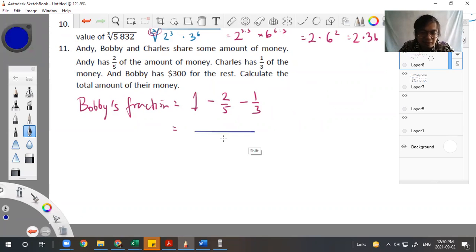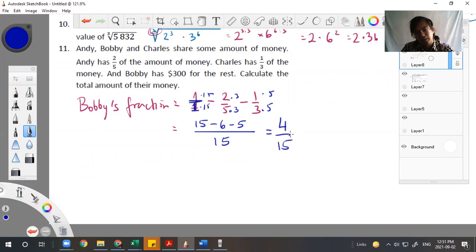And then it has to be over 15, right? Times 3 times 3, times 5 times 5. So this is 1 over 1 times 15 times 15. So 15 subtract 6 subtract 5. So the answer will be 4 over 15. Wait, yeah, 4 over 15. And 4 over 15 is 300, right? So how do you calculate the total amount of money?